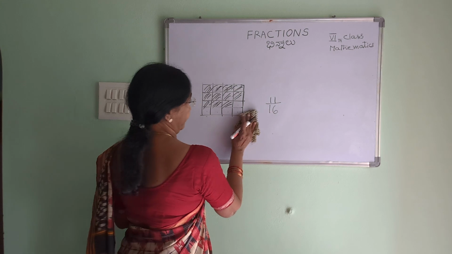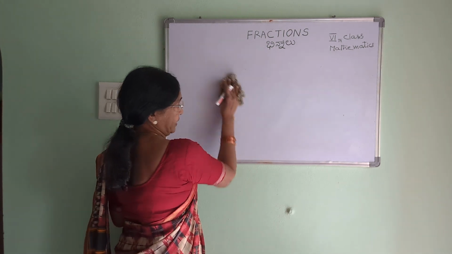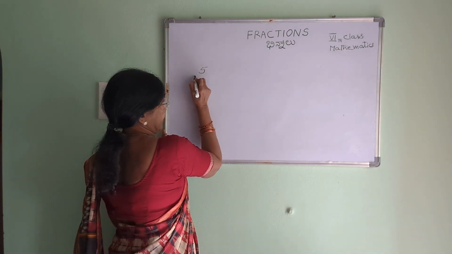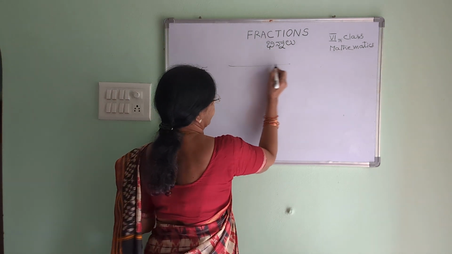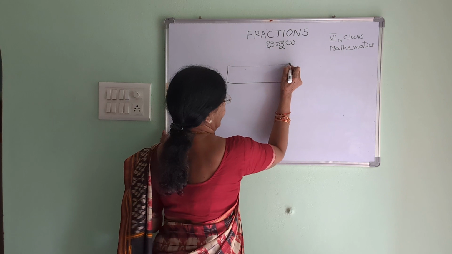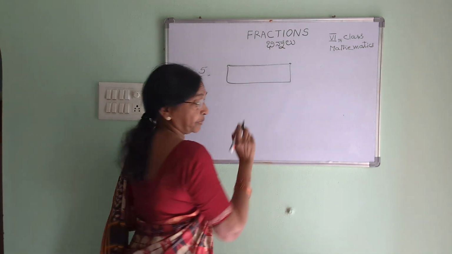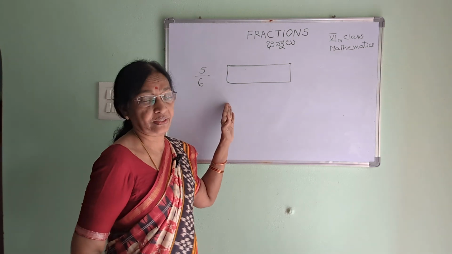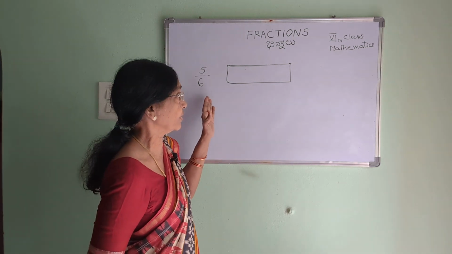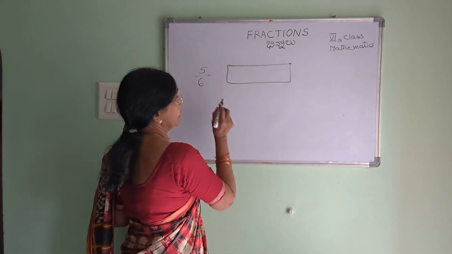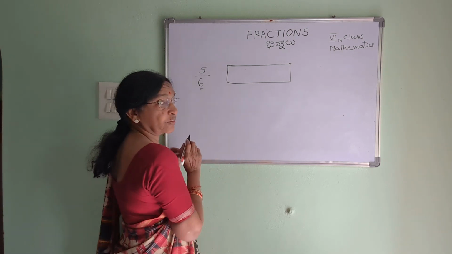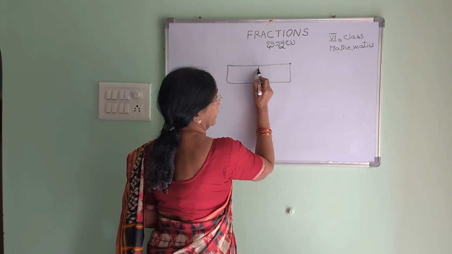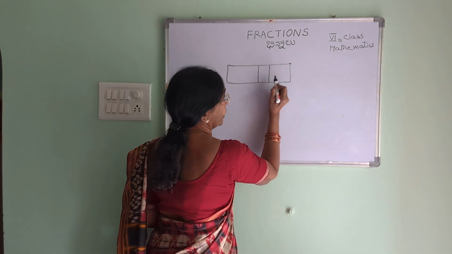Now, represent 5 by 6 in this rectangle. This is a rectangular block. How do you represent this? A portion 5 sixths or 5 by 6, the fraction of 5 by 6. How do you represent it? We have to make 6 equal portions, equal parts. So make this rectangle into 6 equal parts.